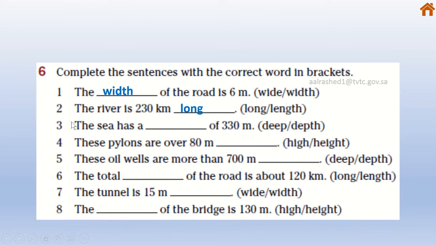Okay, let's see number 3. The sea has a. A is like the word the, but the is definite and a is indefinite. Okay, I'm talking in general, not about a specific thing. Again, if you need to use of, you should have a noun before it. Don't forget, a part. Okay, here I need a part.